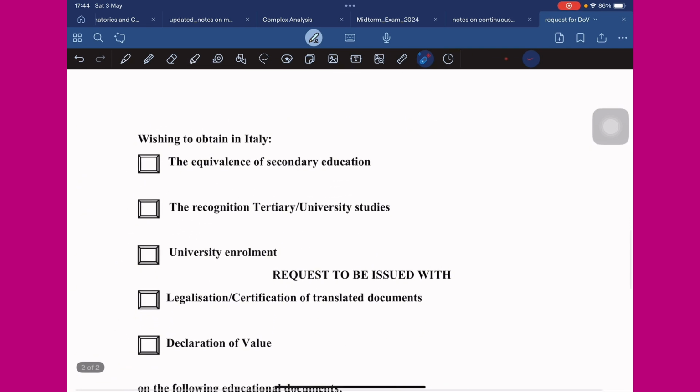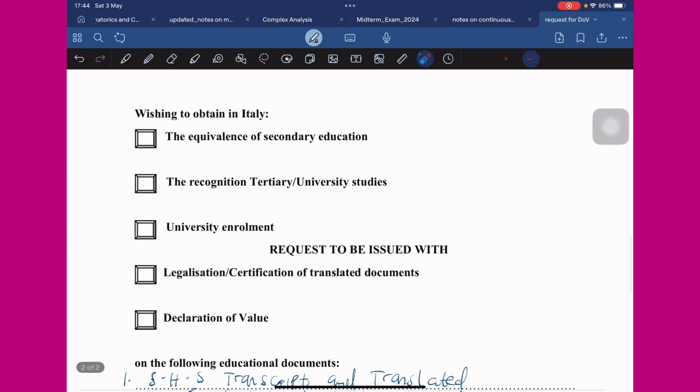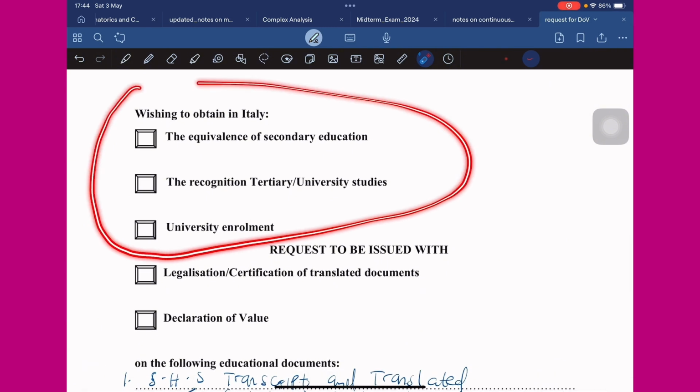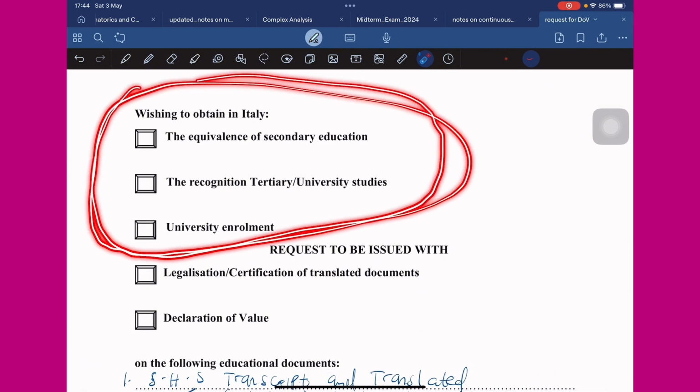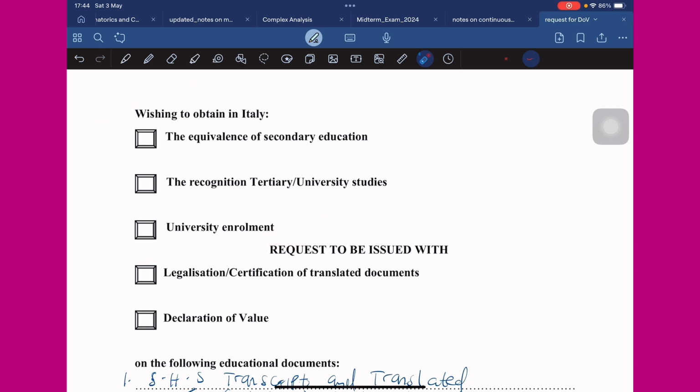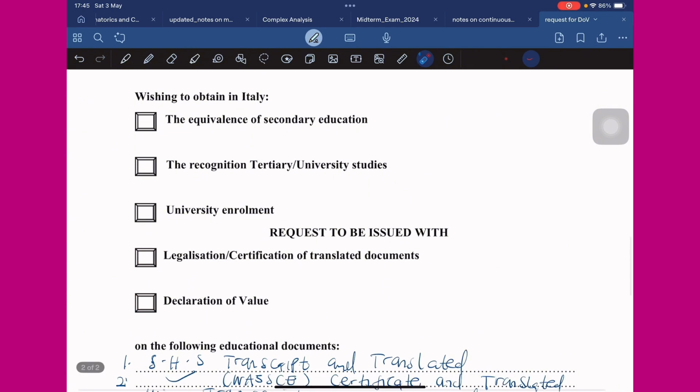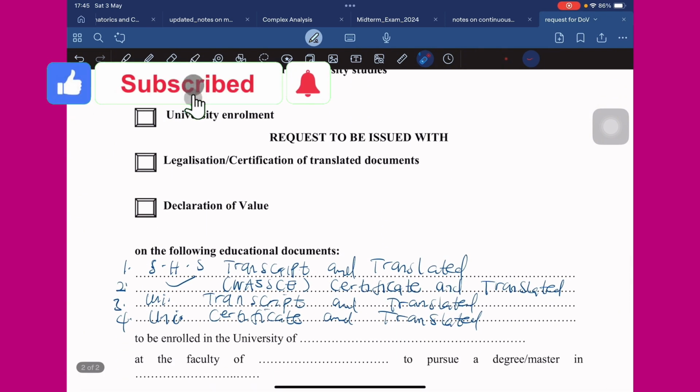So the next step is wishing to obtain in Italy. So this place you can choose to ignore. Yes, this place is not important. So wishing to obtain in Italy, then you come here, request to be issued with. Here we have the legalization, the certification of translated documents, and then declaration of value. So you have to take both. You take it as is here, and then this part as on the following educational documents.